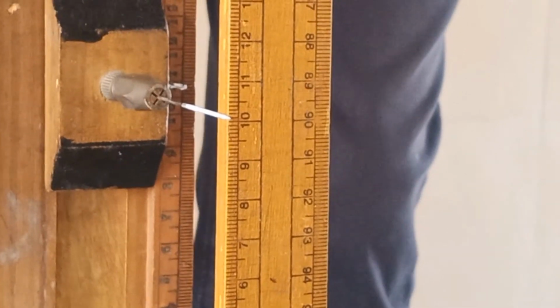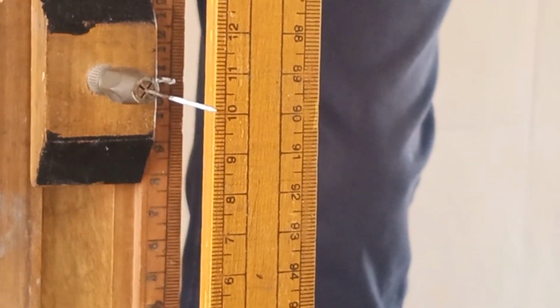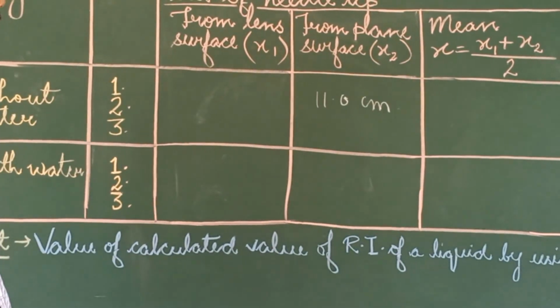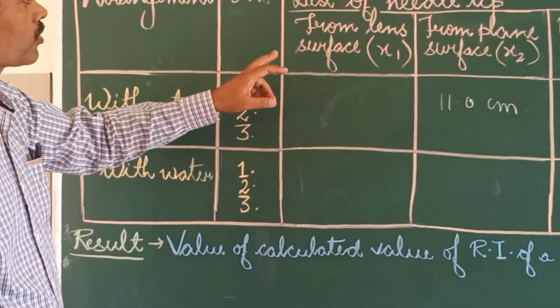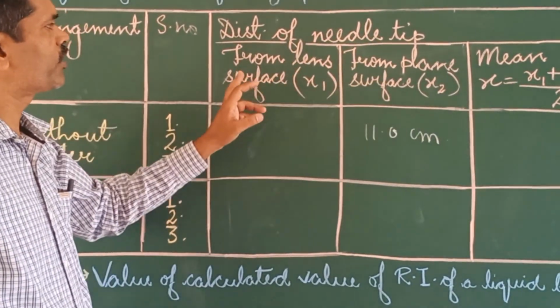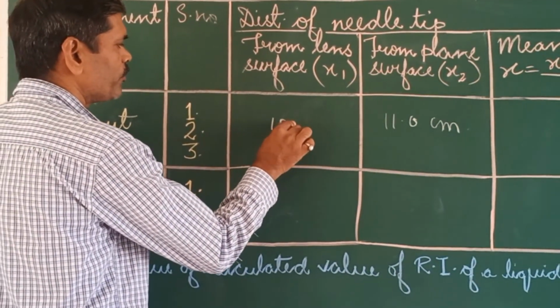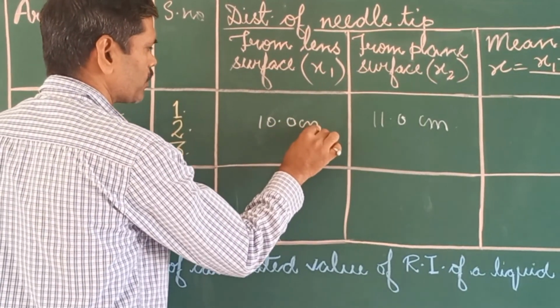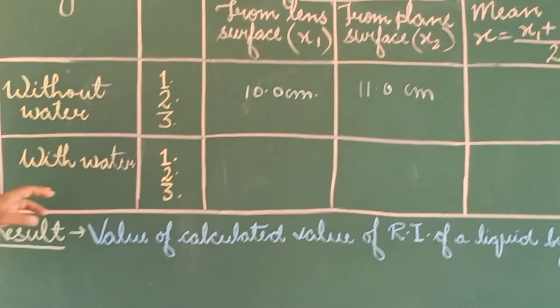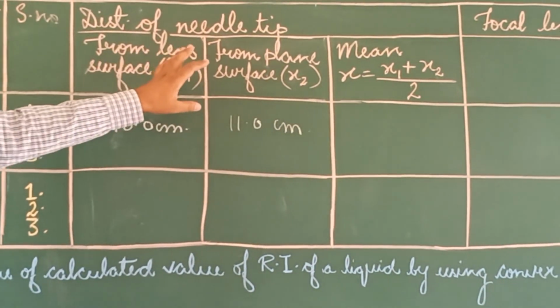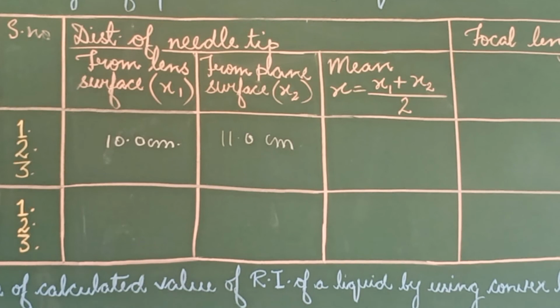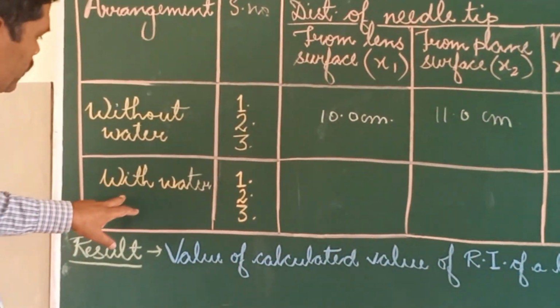I think this is it. Now write the reading, that is the distance of the needle tip from the surface of the lens. This is 10.0 centimeter. Now find the distance of the tip with water.